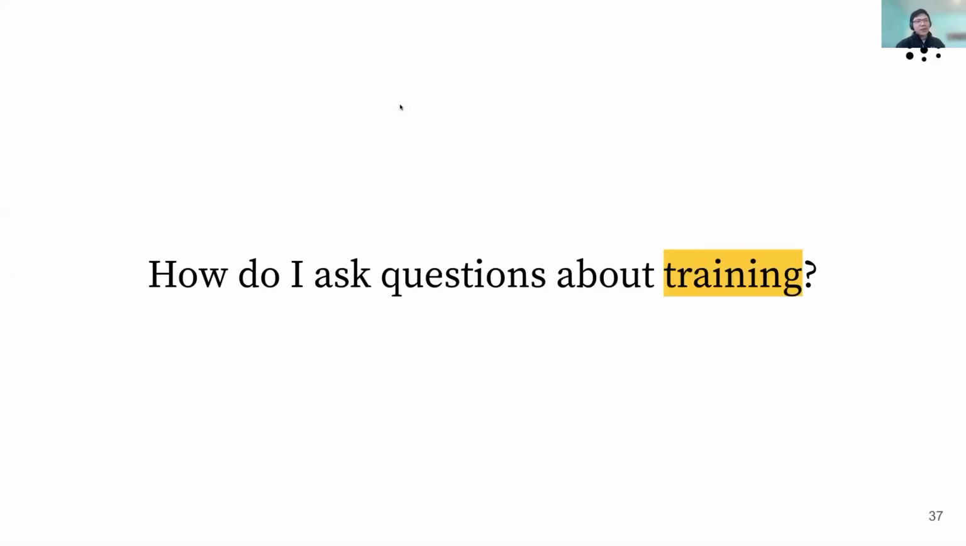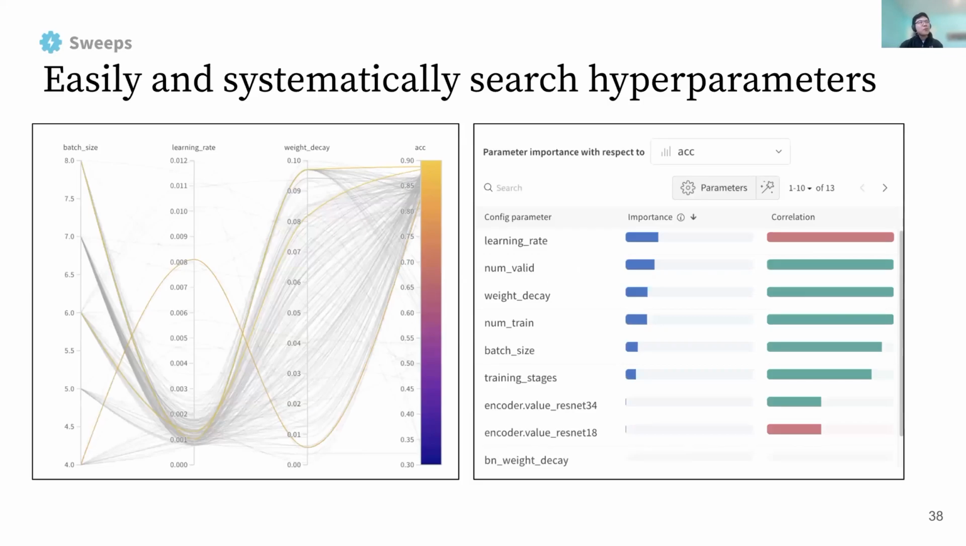Cool. The last thing I'll talk about is asking questions about training. Okay, so often, you're building this model and you have lots of different experiments that you want to try out. Maybe you want to vary the type of backbone that you're using, or some other hyperparameter that you care about. We have a tool called Sweeps that lets you quickly and easily search across the hyperparameters and then learn stuff about your training process on the fly. So let's take a look at that.